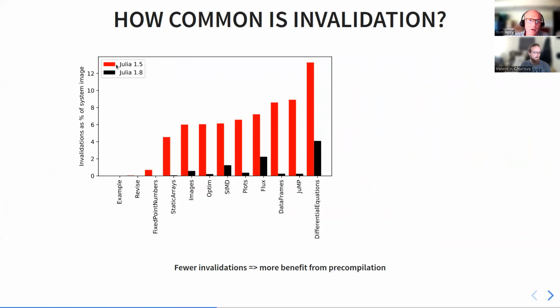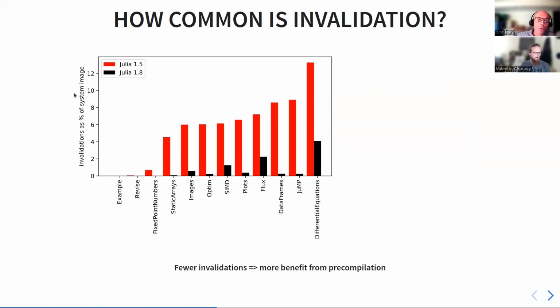What you can see is on Julia 1.5, which was sort of the beginning of a big transition in terms of trying to get rid of these invalidations. You can see there were packages loaded that invalidated more than 12% of all of the compiled code in the system image. And it was viewed that invalidation was so common that it wasn't obvious that it was worth pre-compiling anything because we were just going to throw most of it away anyway.